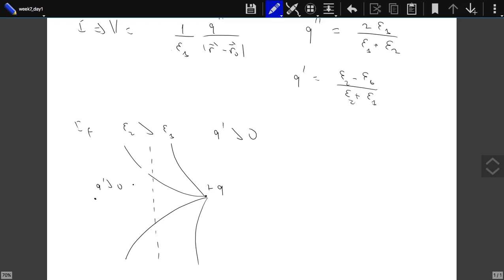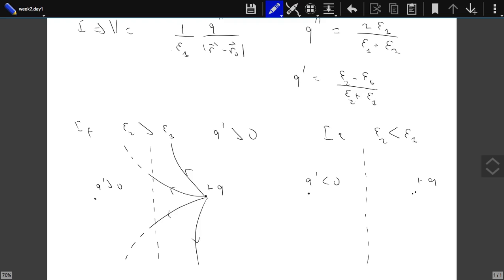This is the region separating the two. Of course, it will depend on how big Q prime is, but more or less the electric field lines will have such a shape. In this region, we don't actually have electric field lines. We are interested in region 2. So this is how the electric field lines in region 2 will look.